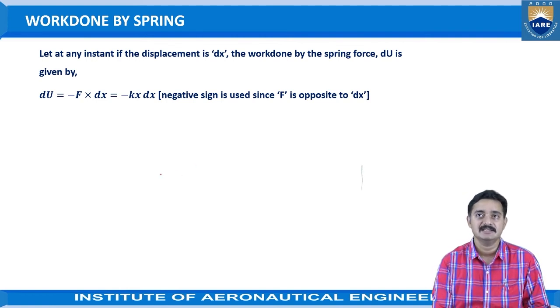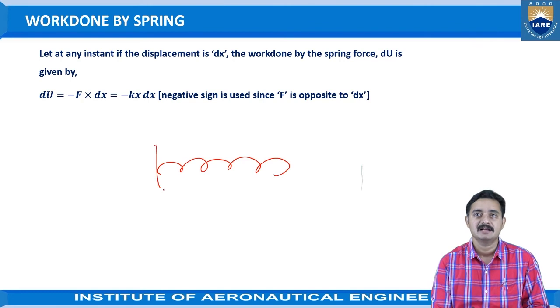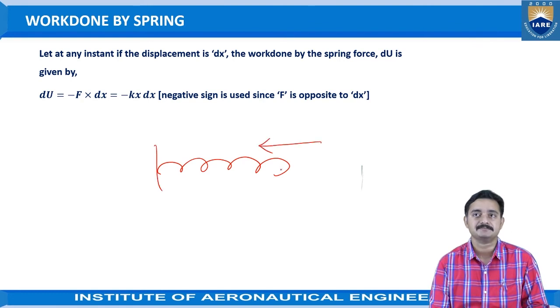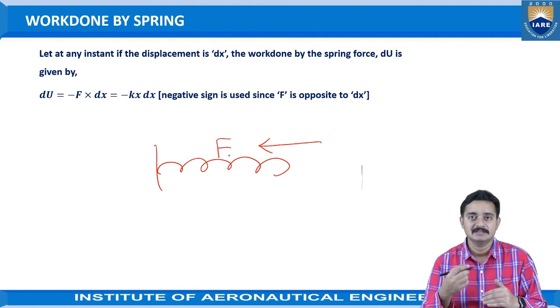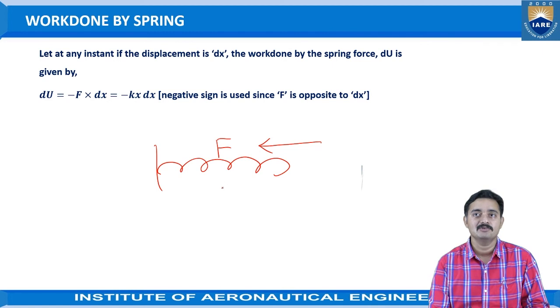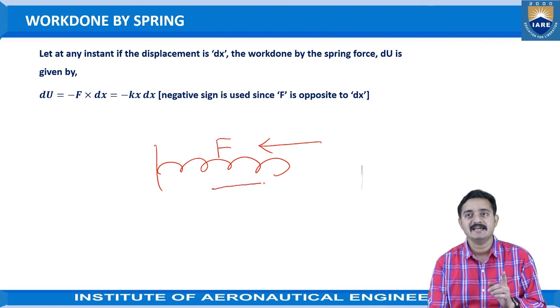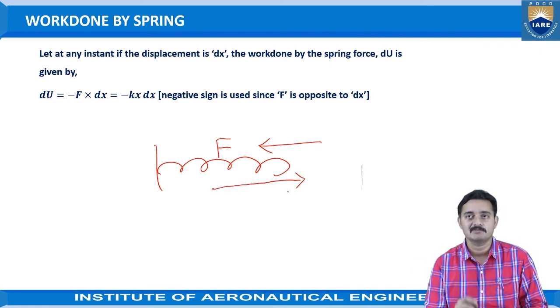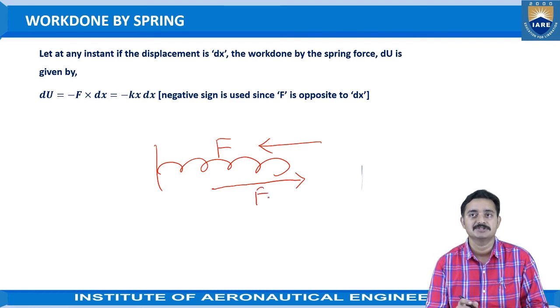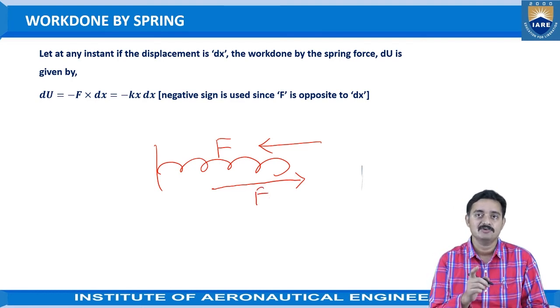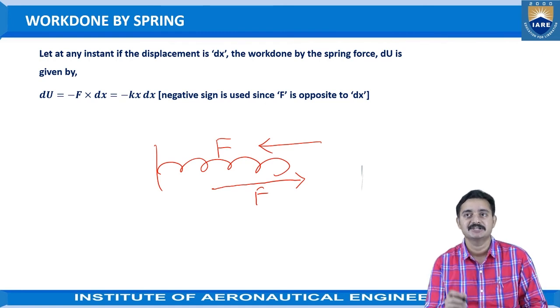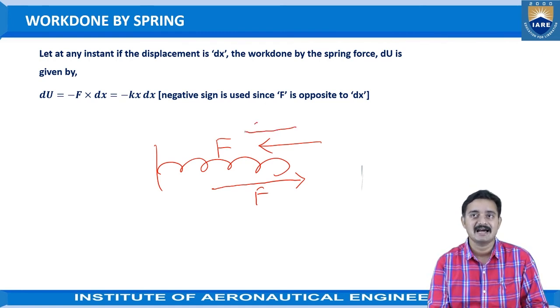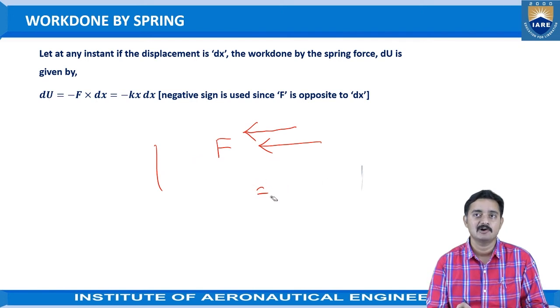Let us say this is the spring and we are compressing the spring in this direction. Whatever force we are applying to the spring, the spring will try to come to its normal position, right? So the force is acting in the right side direction and the displacement is happening in the left side direction. So it would be a negative force for the direction in which the spring is elongating or compressing.